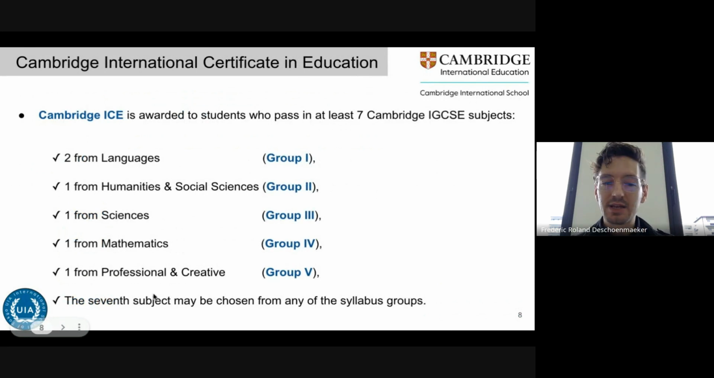Among these 5 groups, for the student to be eligible to obtain the ICE certificate, the student must pass at least 7 Cambridge IGCSE subjects as follows. So the students have to enroll and pass 2 subjects from languages, and then one each from group 2, group 3, group 4, and group 5. That makes up 6 subjects, and any other additional subject, the 7th subject, can be from any of the 5 groups.